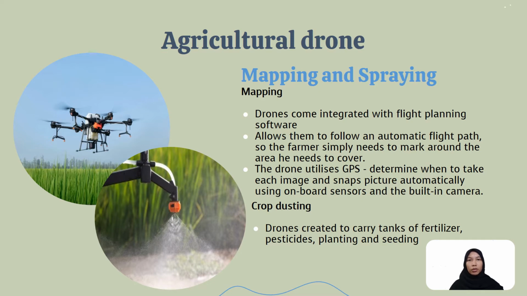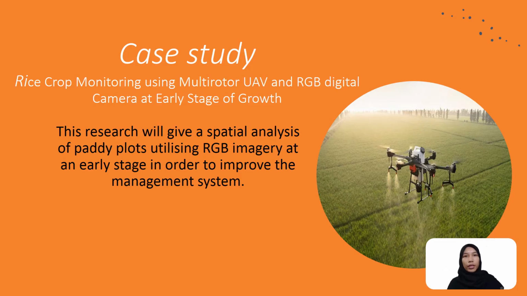For the mapping, the drones come integrated with flight planning software, and they use GPS to determine when to take the image and snap pictures automatically by using onboard sensors and the built-in camera. And for crop dusting, also known as spraying, the drones are created to carry tanks of fertilizer, pesticide, planting, and also seeding. We move to the case study.